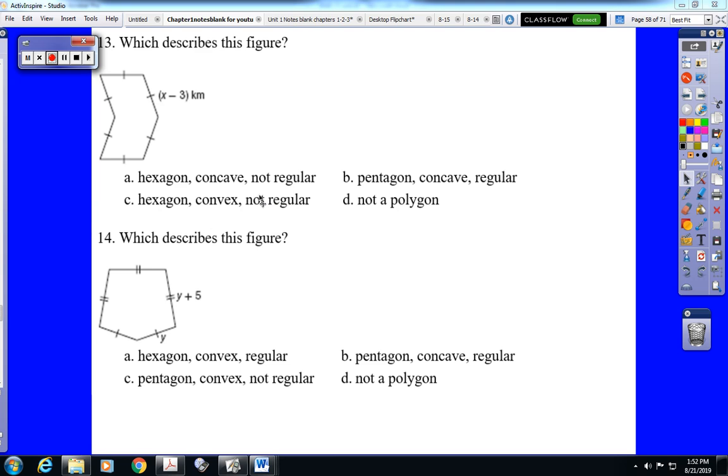Okay, ladies and gentlemen, this is the third video in the solution manual for your Chapter 1 review for geometry. It starts off with some vocab-heavy questions about polygons. This is from section 1-6.